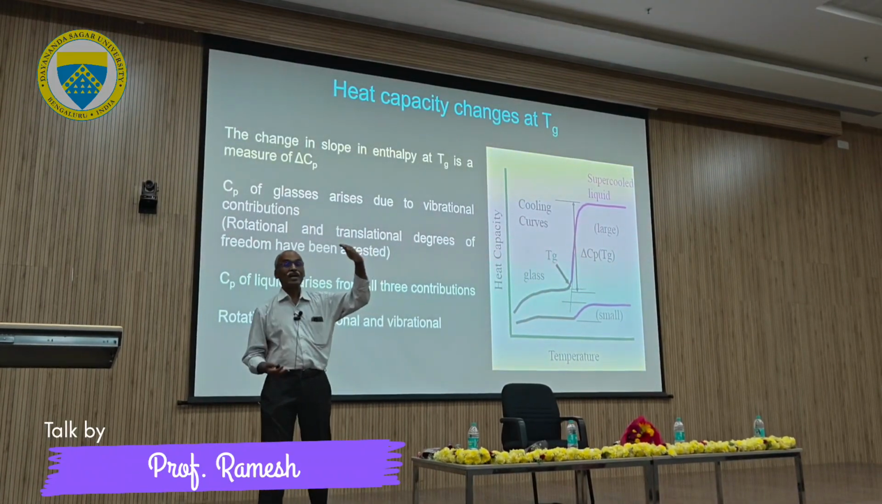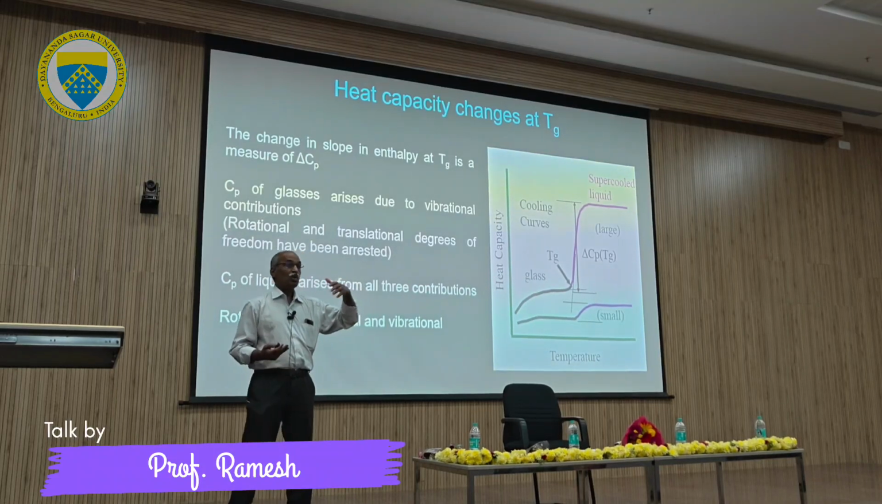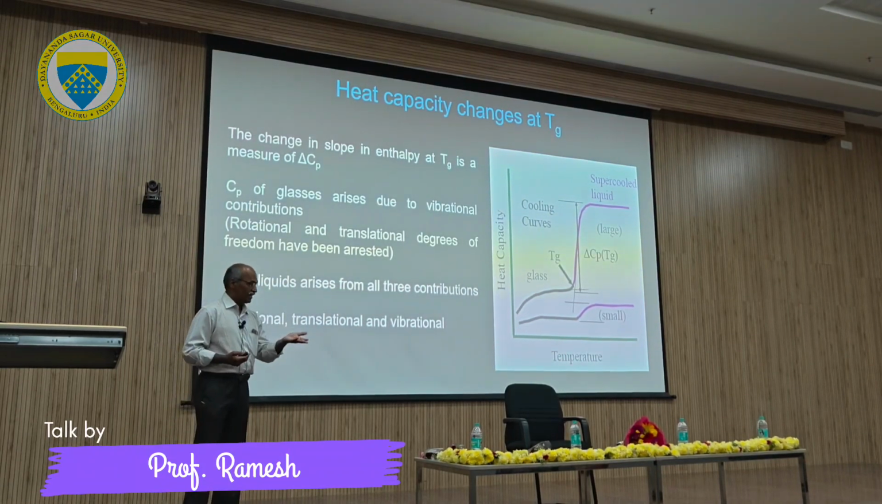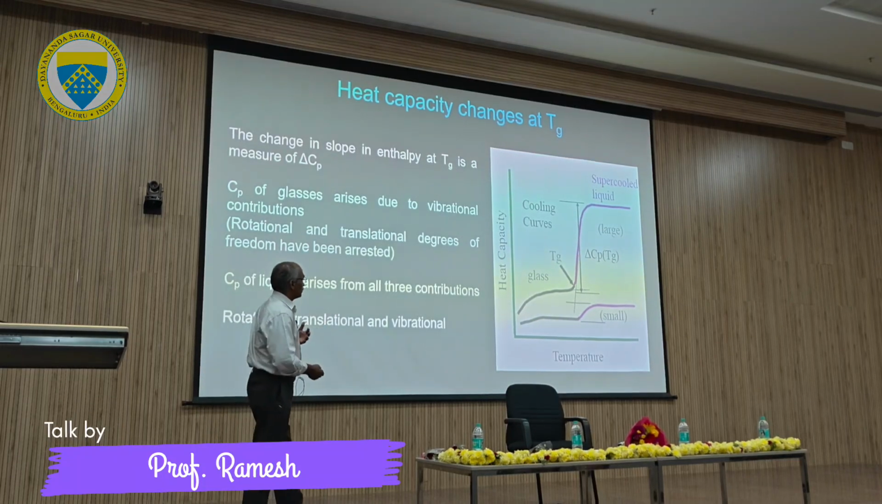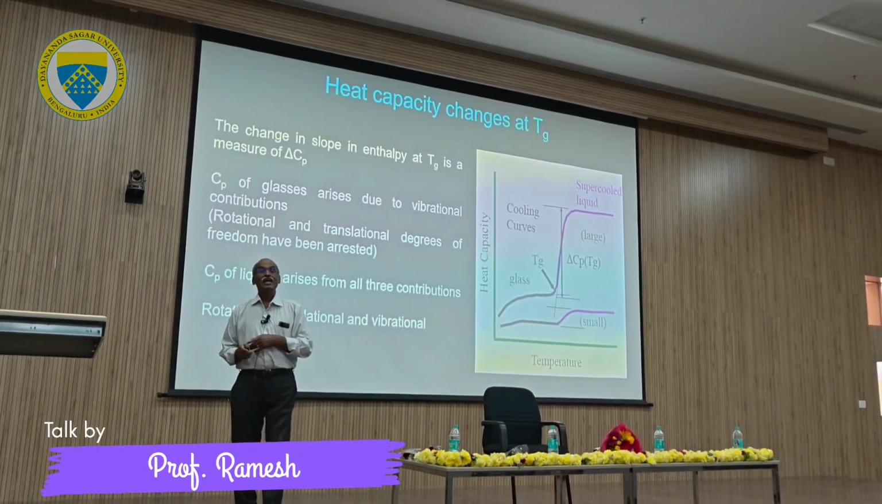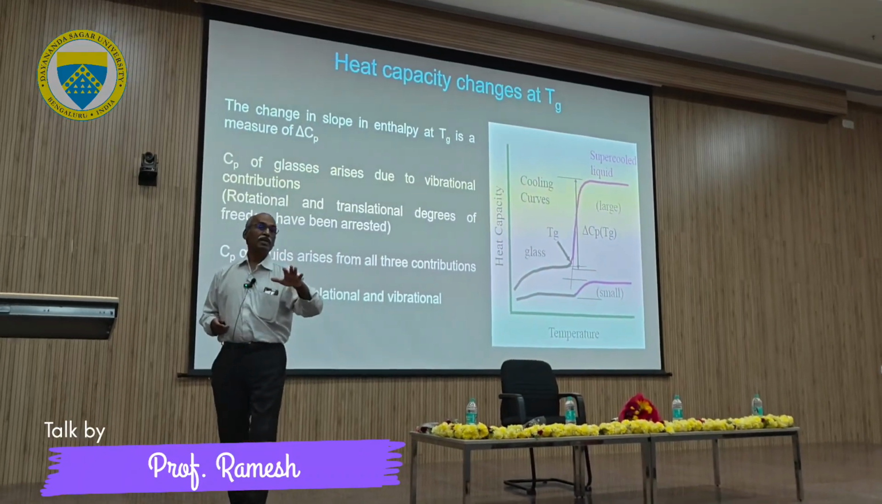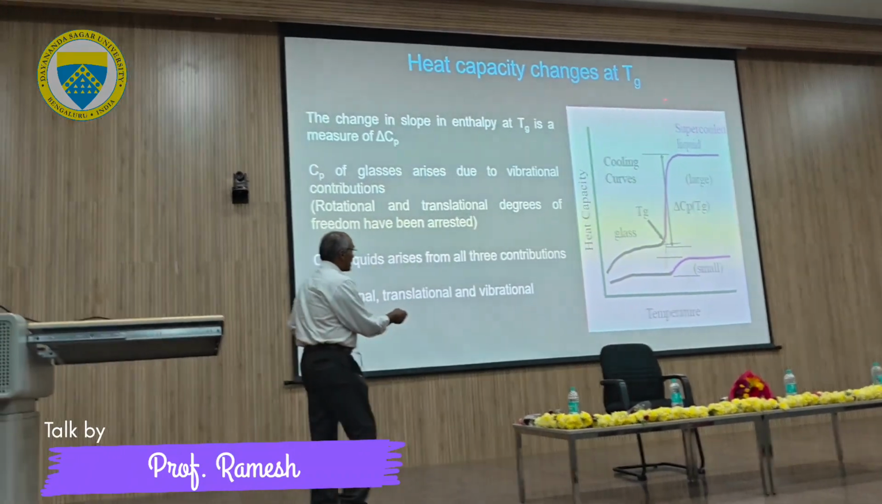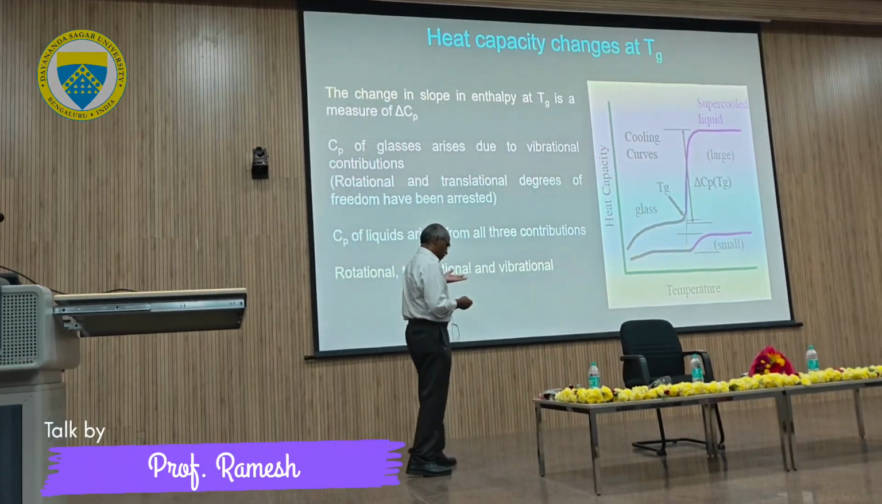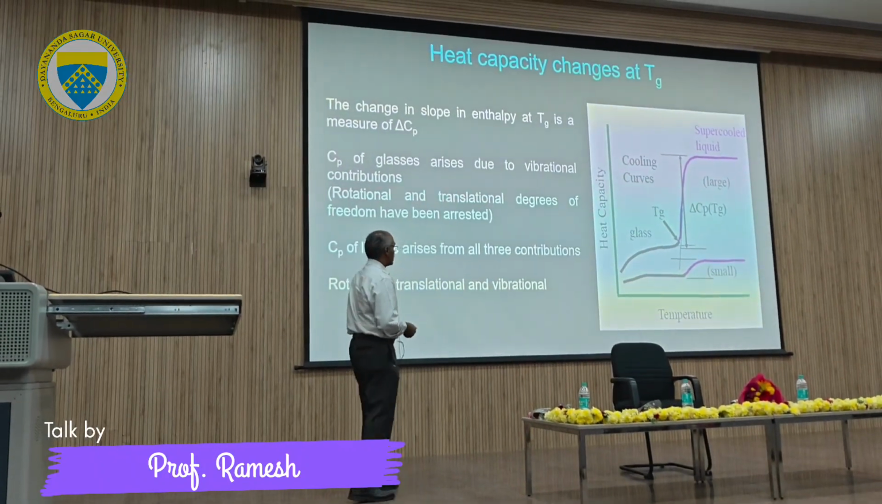This jump also has a wealth of information about our liquid, whether it's a strong liquid or a fragile liquid. Many things one can study, and based on that information one can design the glass for specific applications. So this is one of the important properties for choosing glasses for specific applications, right?